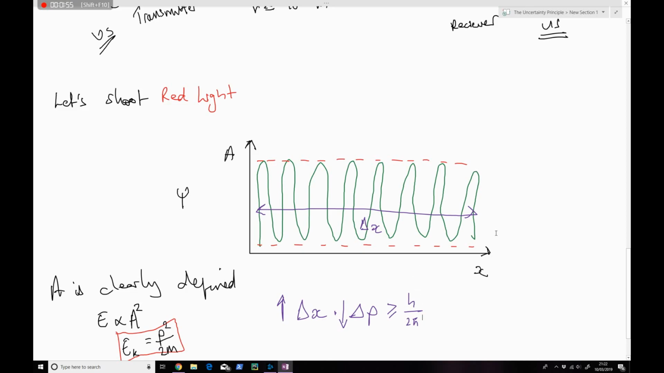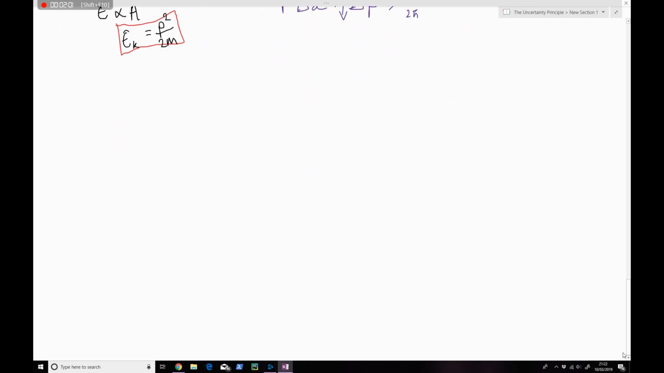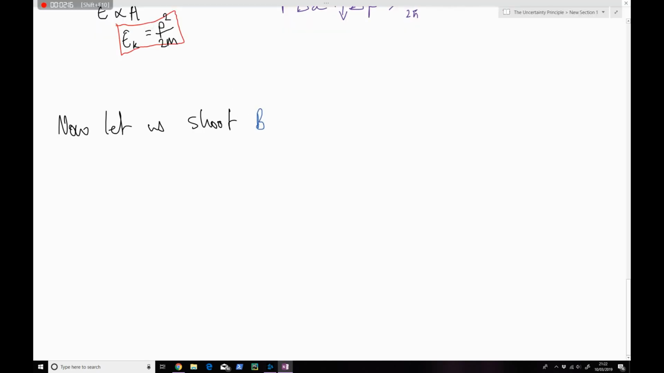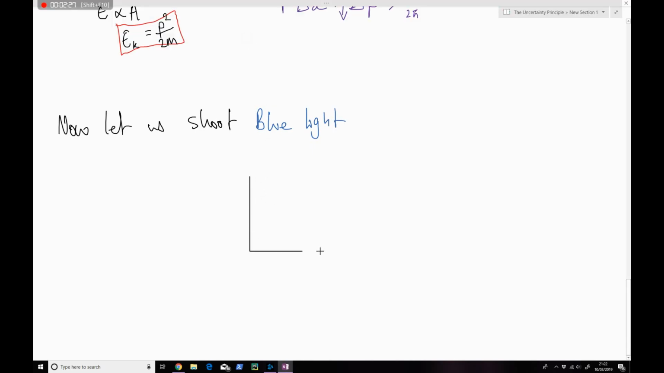Okay, so we've just shot red light. Now let us shoot blue light. Let us shoot higher energy light. So we're going to shoot blue light. The resulting wave function that we get is going to look something similar to this.